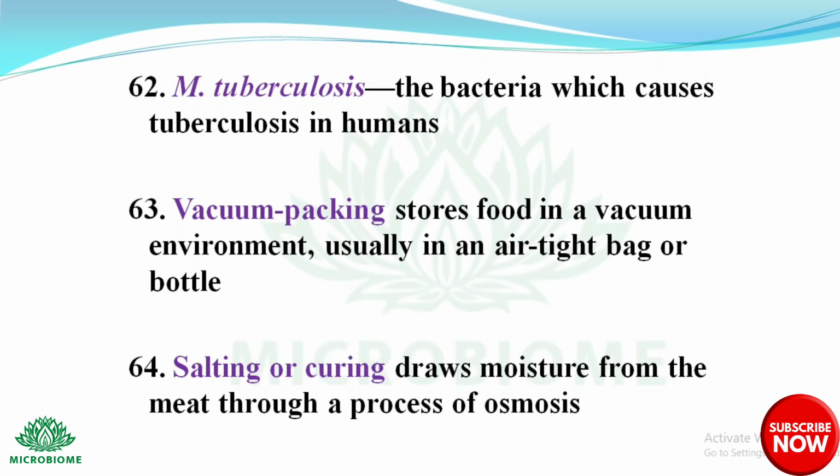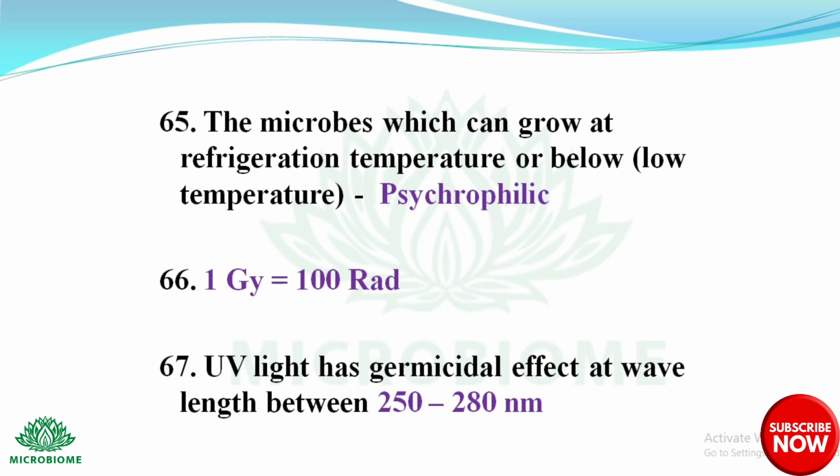Next, vacuum packaging. Here it stores the food in a vacuum environment, usually in an airtight bag or bottle. Then, salting or curing. It draws the moisture from the meat through a process of osmosis. And next, psychrophilic: a microbe which can grow at refrigeration temperature or below.